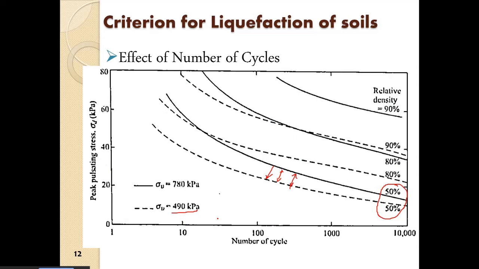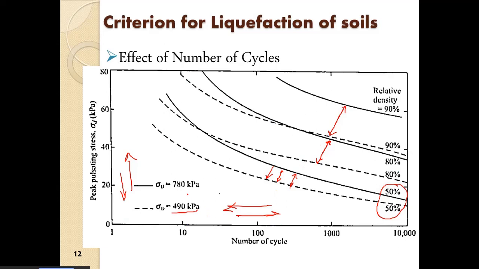Of course, with the number of cycles increasing, there is a decrease in the pulsating or cyclic shear stress. With cyclic shear stress increasing, there is a decrease in the number of cycles. Right. It is the same trend for all densities, but now let us concentrate on the 80%. So the gap between the two has increased. Now if we consider the 90, it is significantly more than the 50 atm, similarly in the 90.